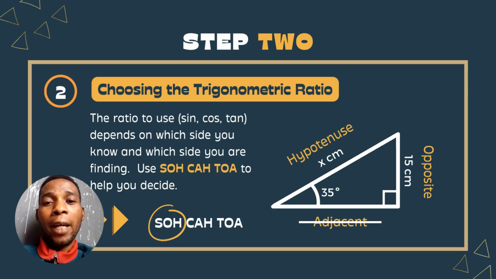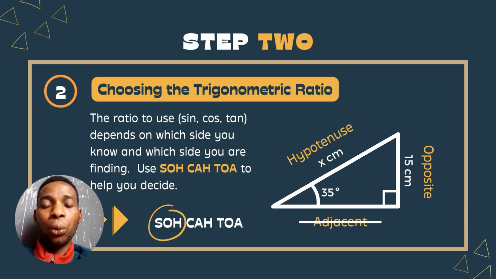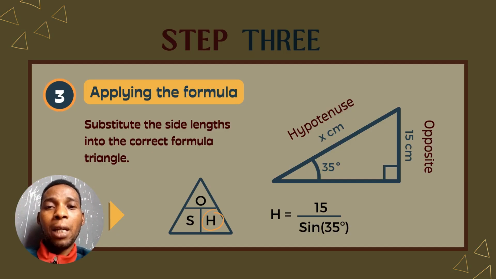Now, you go and check. The S represents sine, C represents cos, while T represents tan. If you look at this very well, you look at the one that is having O and H, and the one that is having O and H from this is S. That shows you are going to use sine. So you are going to say sine of angle equals opposite over hypotenuse. That's step 2. Now, moving to the next step.